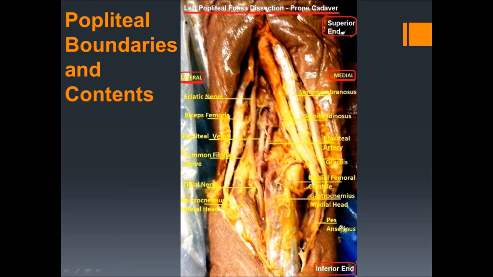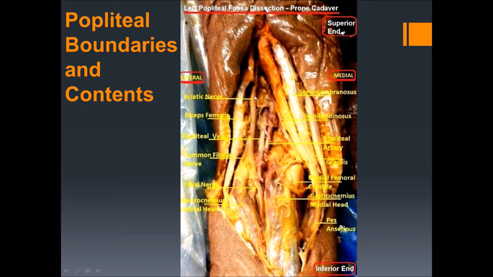Coming to the contents of the popliteal fossa, apart from the usual contents, fat and lymph nodes, the three most important contents are visible here. Here you can see the popliteal artery. The popliteal artery is the deepest structure. In other words, if you see from the popliteal side, it is the deepest. That means it is the most anterior. Then you have the popliteal vein. And ideally, we are supposed to see the tibial nerve, which goes from one apex and exits through the other apex of the popliteal quadrangle.